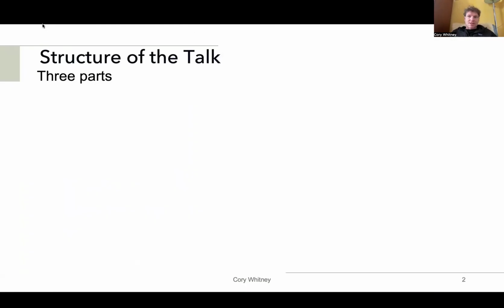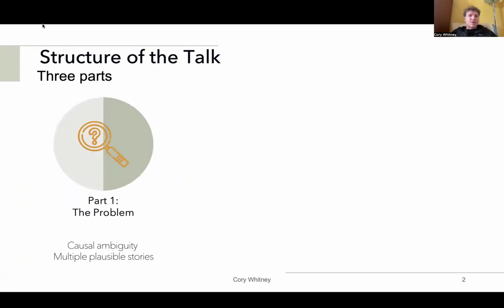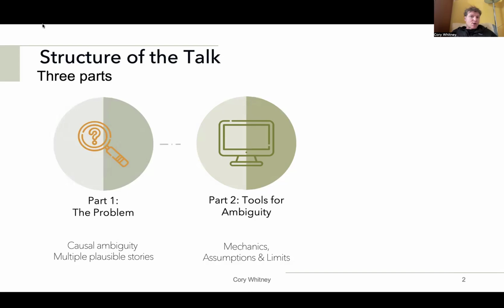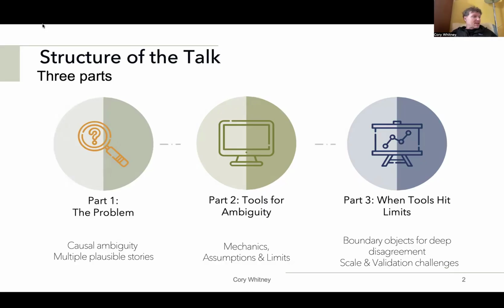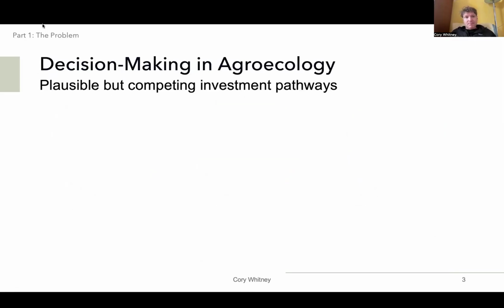So I'll do three things to structure that today, three different parts. First, I'll outline the issue of causal ambiguity and the role of probabilistic models. Second, I'll show tools to deal with that ambiguity and walk through some of the processes. And third, we'll examine together where these tools hit limits and where they stop being informative. The goal of the talk will be to show the changing role of these tools as uncertainty deepens, from inference to robustness to coordination.